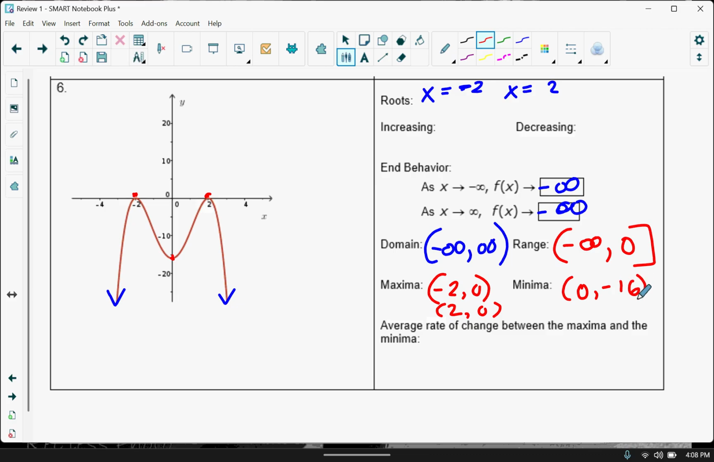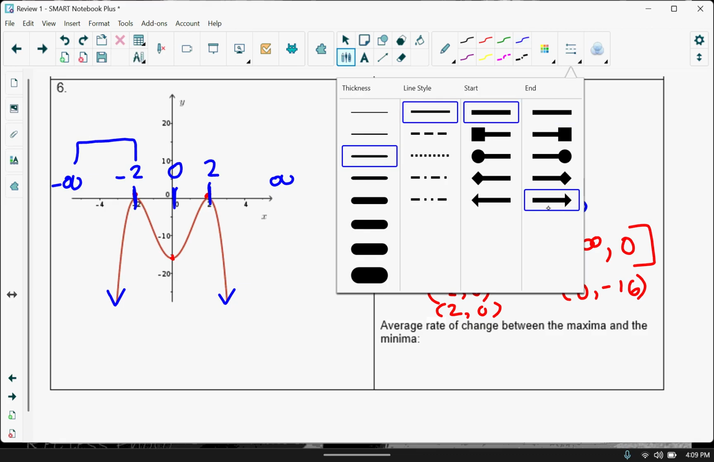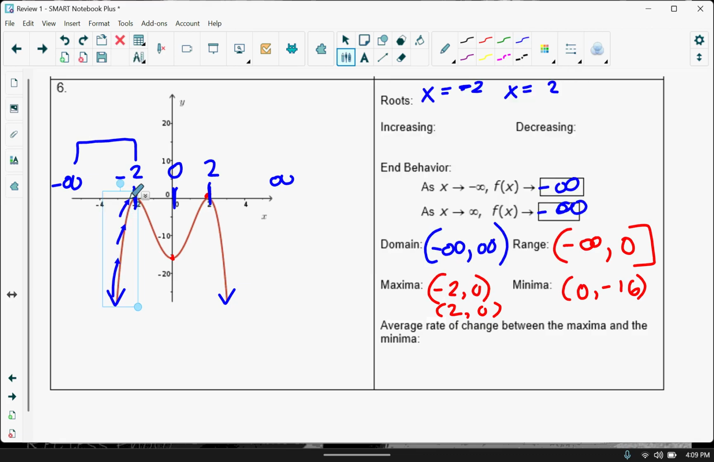So that's our minimum. After I mark my maximums and minimums, I like to do the increasing and decreasing because it's all based off those numbers. So I'm going to mark off -2, 0, and 2 on the x-axis. I'm also going to put a -infinity on the far left and a +infinity on the far right. And then I'm just going to go from number to number. So from -infinity to -2, that portion of the graph, if you read it from left to right, looks like it's heading up. So my increasing section is going to be from -infinity to -2.